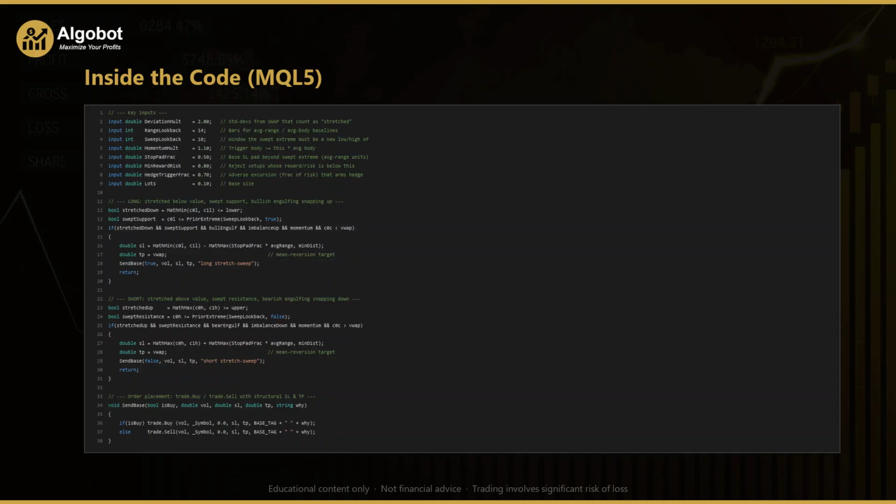When they all read true, the stop loss is calculated just below the swept low with a padded distance. The take profit is set to the VWAP, and the code calls send base with true, which places the buy. The short block is the mirror.